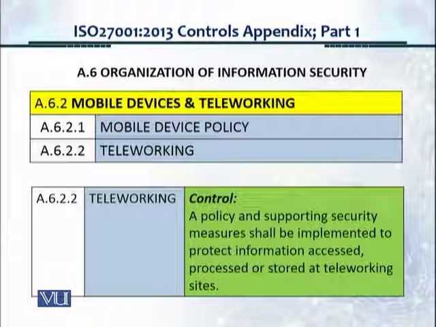It says in green, a policy and supporting security measures shall be implemented to protect information accessed, processed, or stored at teleworking sites. So teleworking sites could be a remote site or an office where people are working and connecting to the main organization. And obviously, there's a group of people working here. It could be a regional site, for example. And because people come here and work under the same part of the organization, but at a different location, they are subject to the same policies and the same processes as the rest of the organization, and we have to follow that.